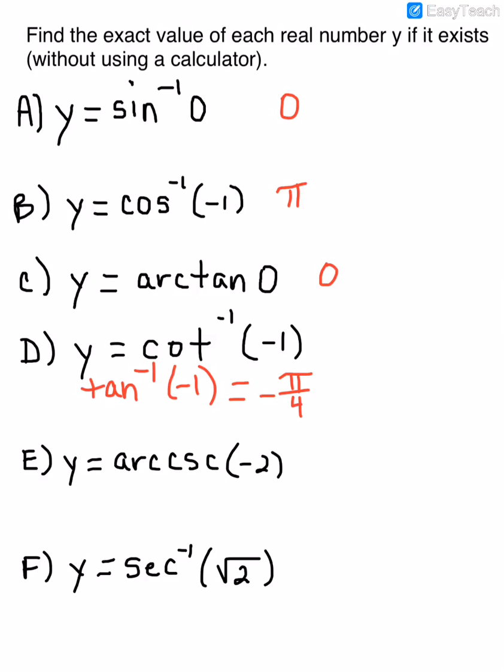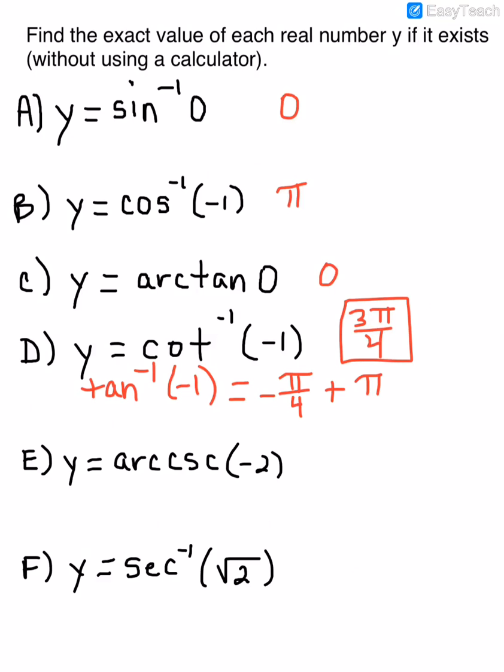Well, we know that the tangent inverse of -1 is -pi/4. Well, remember, to find the cotangent, we're going to have to add 180 degrees, or in this case, we're dealing with radians, so we're going to have to add pi. So that would give us 3pi/4 as cotangent inverse of -1. So cotangent and tangent are the only ones that we have to modify when we're trying to find their values.